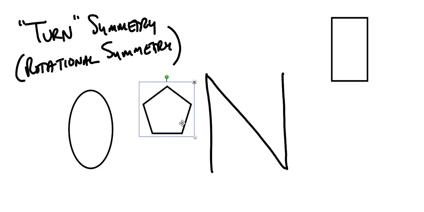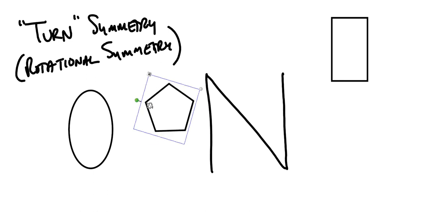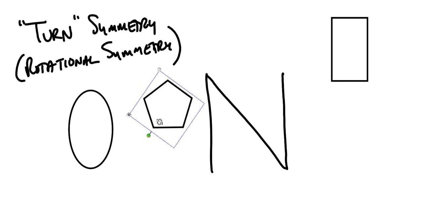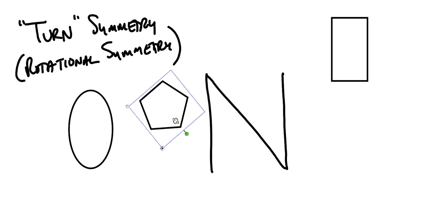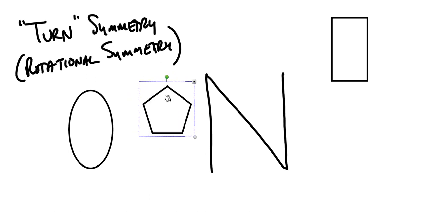This has 72-degree rotational symmetry, because if we rotate 72 degrees, we get the pentagon. 72 degrees, we get the pentagon. 72 degrees, we get the pentagon, and all the way around. Okay, those are two of the main kinds of symmetry.